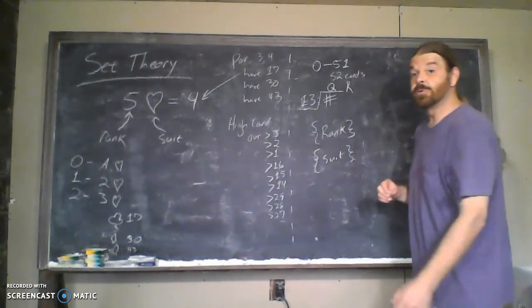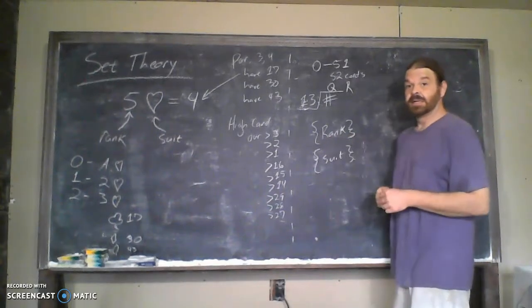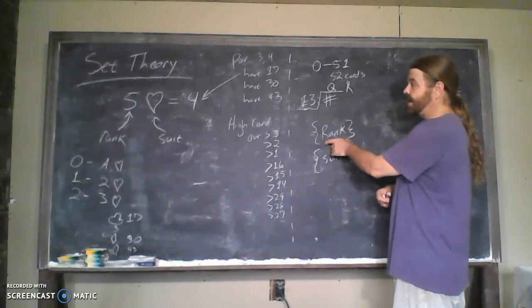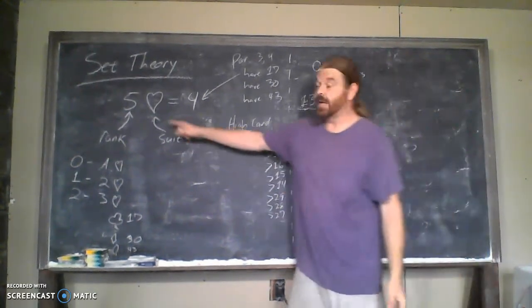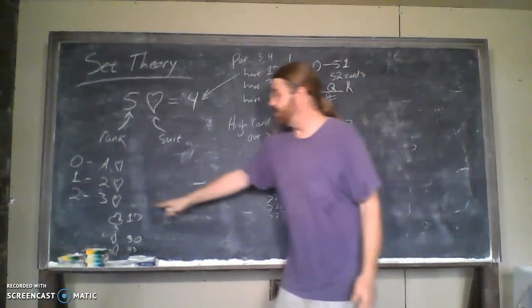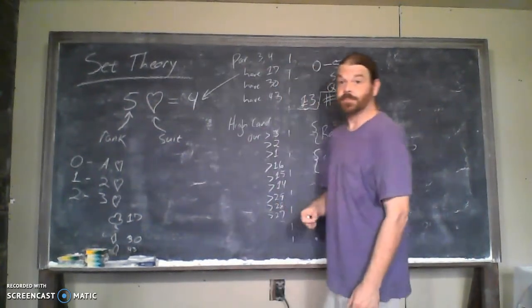And then we can write the rules for our collection. Like anything in the rank number 5 rank, anything in the same rank as the 5 is bigger than anything in the same rank as the 3.